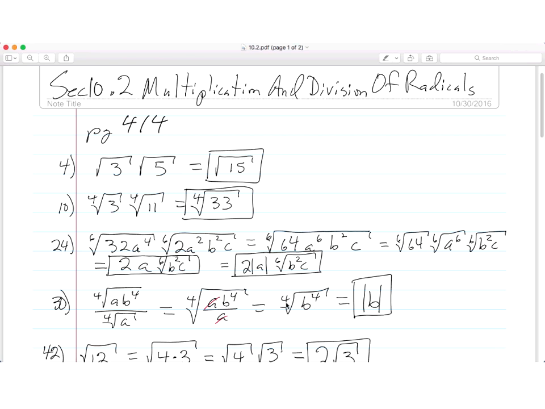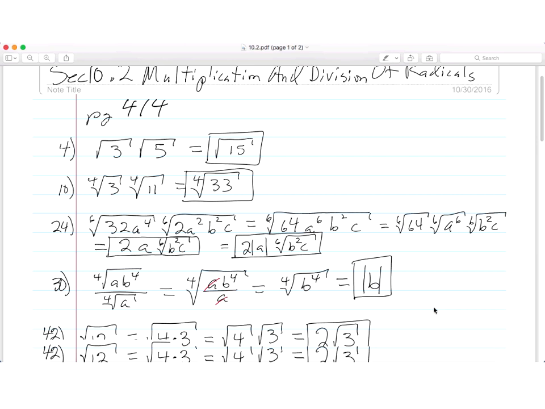I have the same index, and so this index cancels this power. And so the 4th root of b to the 4 is b. Now, if they have not specified that b is greater than 0, then I have to put an absolute value here. And so the absolute value of b is the same as the 4th root of b to the 4. They did specify that a was greater than 0, but they did not specify that b was greater than 0, so I need the absolute value.